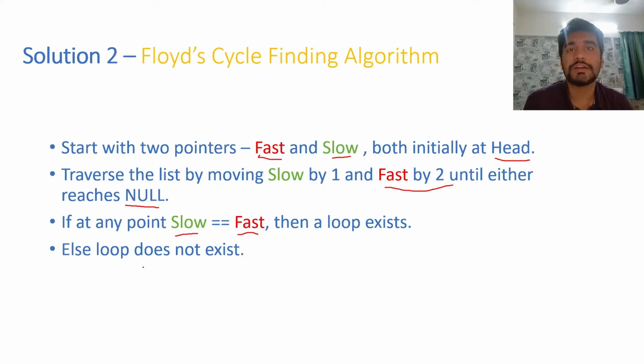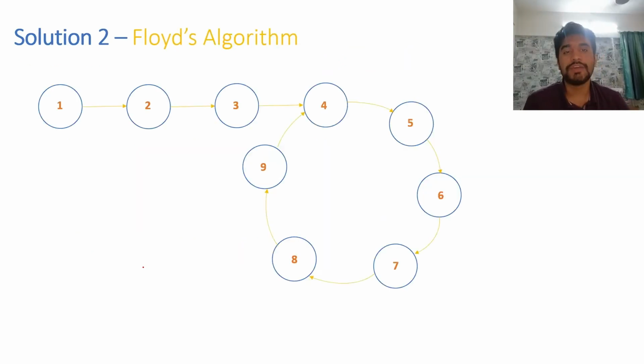Now let us see this algorithm in action. Here we have a linked list which contains a loop. We initialize the slow and fast pointers at the first node, or the head node. We move the slow pointer by 1 unit and the fast pointer by 2 units. So the slow pointer arrives at node 2 and the fast pointer arrives at node 3. In the next iteration, the slow pointer arrives at node 3 and the fast pointer arrives at node 5.